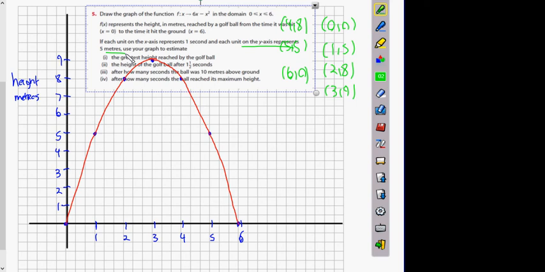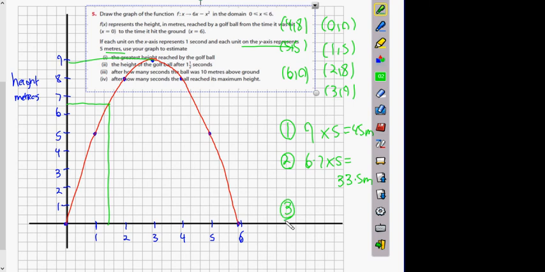So let's go back to the start again. What's the greatest height reached by the golf ball? 9 blocks. But what does 9 blocks actually represent? 45 meters. And that's very important. What about part 2? The height of the golf ball after 1.5 seconds? We said it was roughly 6.7, didn't we? Yeah. 6.7 blocks multiplied by 5? 33.5 meters.